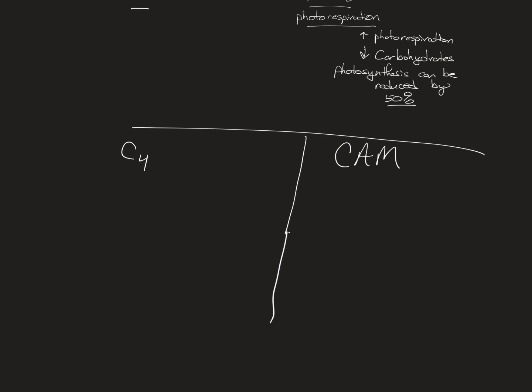What's the other name? Is it another photo thing? There's CAM or C4. Those are the other two kinds of photosynthesis. What are desert plants going to do? Can anybody think about that and answer that question?